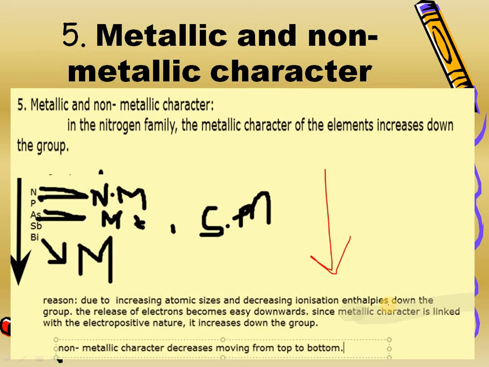Since metallic character is linked with the electropositive nature, it increases down the group because size increases. So we can easily remove an electron, and we can correlate the electropositive character and metallic character with the atomic size. With an increase in size, metallic character increases, and on moving from top to bottom, non-metallic character decreases.